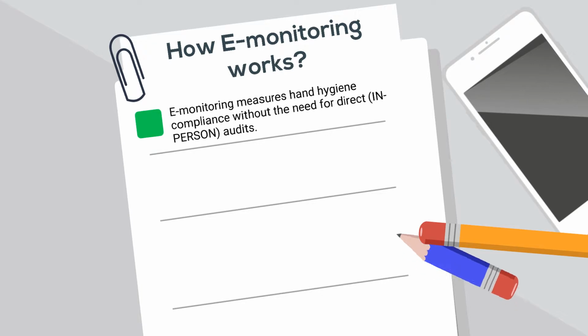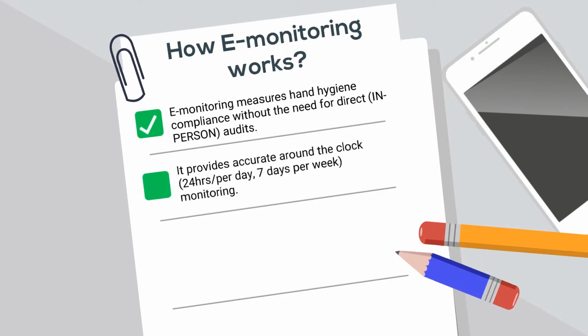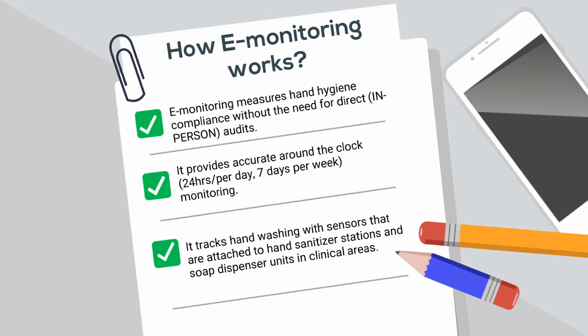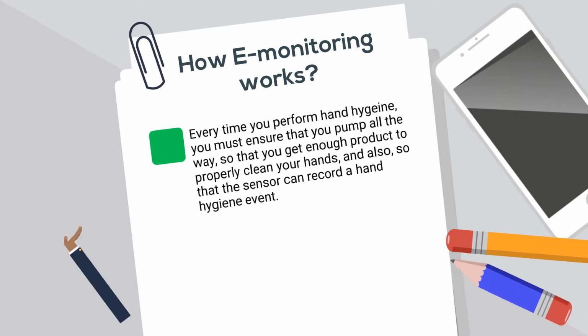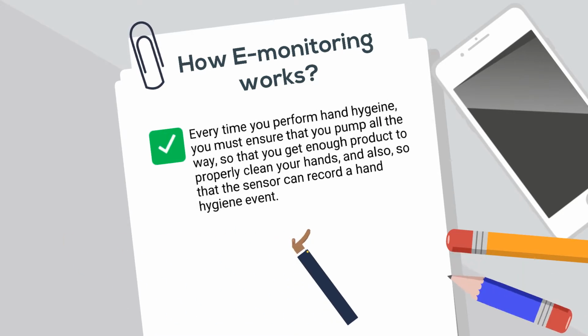E-monitoring measures hand hygiene compliance without the need for direct in-person audits. It provides accurate round-the-clock monitoring by tracking hand washing with sensors that are attached to hand sanitizer stations and soap dispenser units in clinical areas. Every time you perform hand hygiene, you must ensure that you pump all the way so that you get enough product to properly clean your hands and also so that the sensor can record a hand hygiene event.